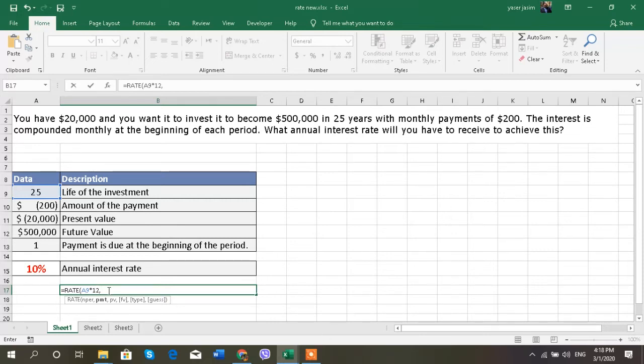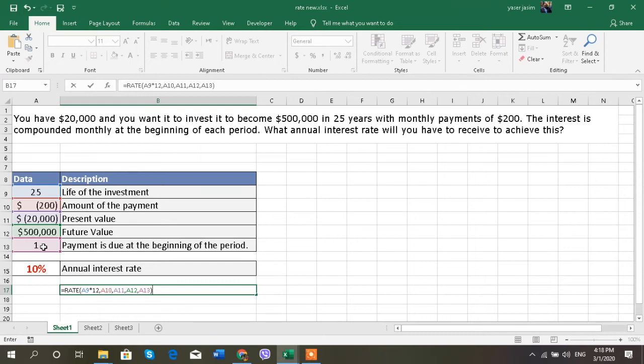Now, PMT is the payment. Yes, I have payment. PV, do I have PV? Yes, I have PV. Do I have future value? Yes. Do I have a type? At the beginning, I can see at the beginning is number 1. Yes, I have closed the bracket.